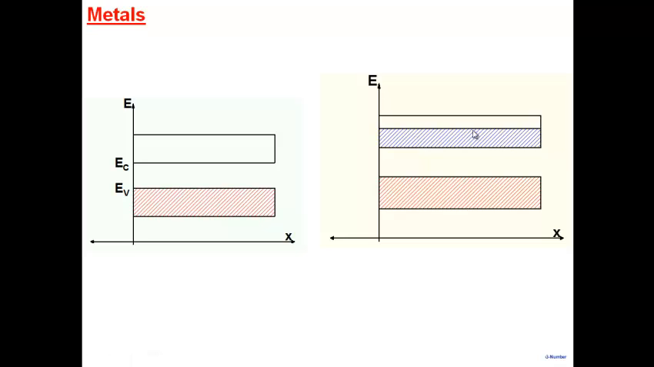So when I want to sketch the energy band diagram of a metal, how should I do that? In a semiconductor, I sketch EC and I sketch EV and I show a Fermi energy. What should I do in this case? Does this band matter at all for us? It doesn't matter, right? It's always full. What matters is this particular band here, right?